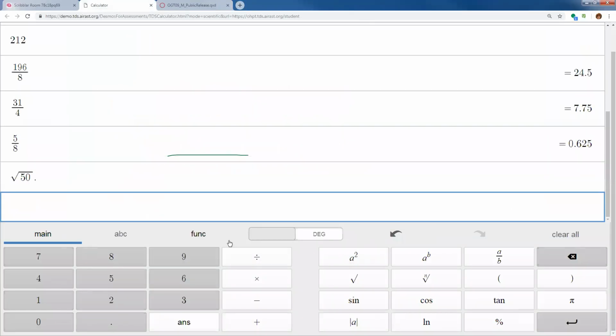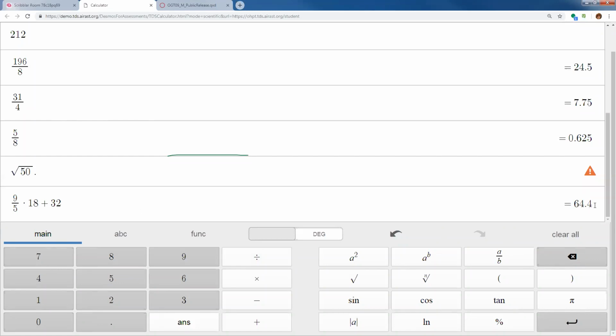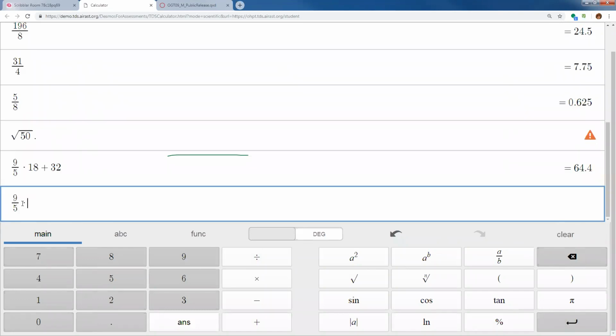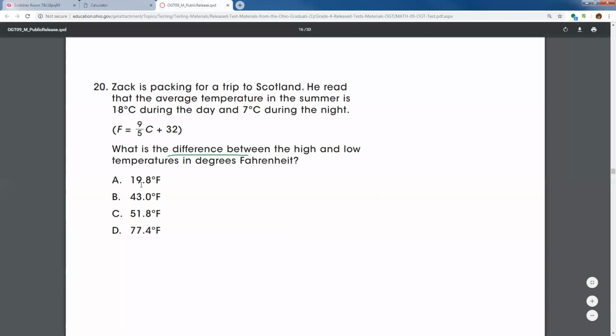So we have 9 divided by 5 multiplied by 18 plus 32. Our first one is 64.4 Fahrenheit. And then we do it again, but now we have 9 divided by 5 times 7 plus the 32, which is 44.6. You're saying the answer is A. You are probably correct. We just need the difference. 64.4 minus 44.6 is 19.8. Good. You are correct.